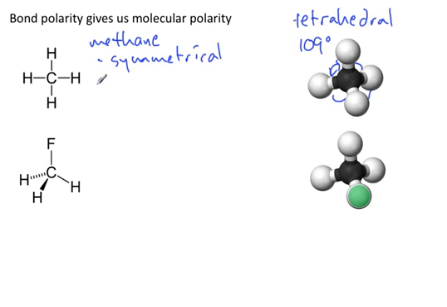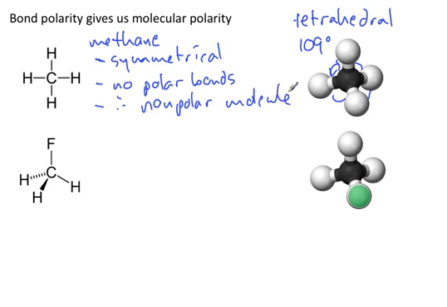Once we've determined that the molecule is symmetrical, we look at bond polarity, and we already ascertained that a CH bond is a nonpolar bond. If there are no polar bonds, the molecule cannot be polar. So it's a nonpolar molecule. Methane, as we know, is a gas at room temperature, and part of the reason for that is its lack of polarity. It's a small molecule and it's nonpolar, so it's not going to have very strong intermolecular forces.